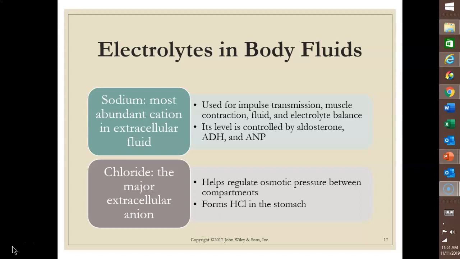Chloride ions are the most prevalent anion in the extracellular fluid, and it moves relatively easily between the extracellular fluid and the intracellular fluid because most plasma membranes contain chloride leak channels.